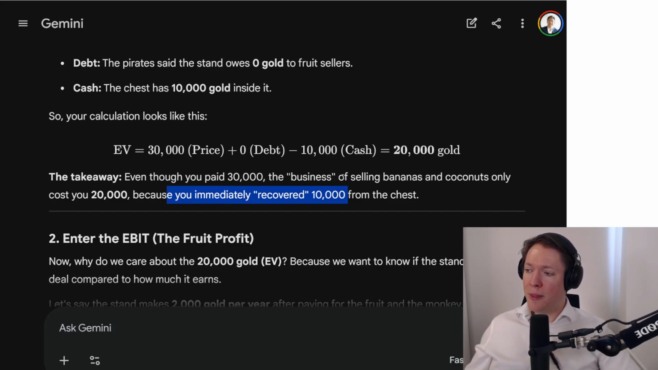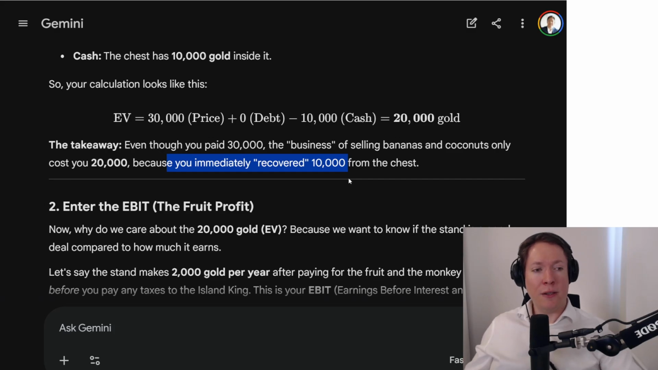So that's how it works, okay? And we can see this in the stock terminals, where you see market cap and enterprise value, and then you see how it works.